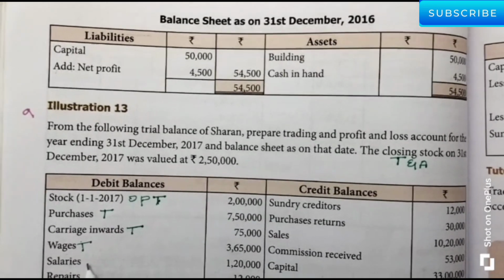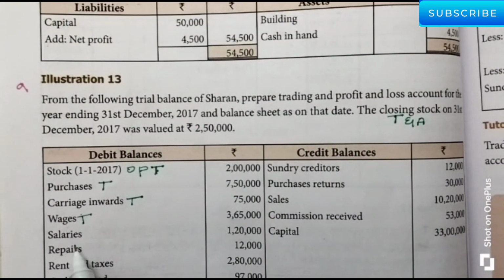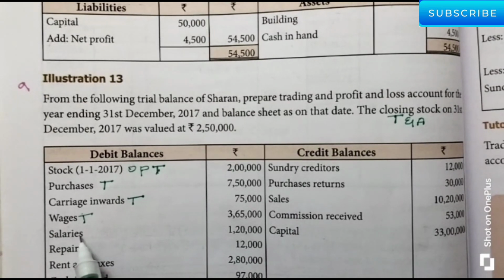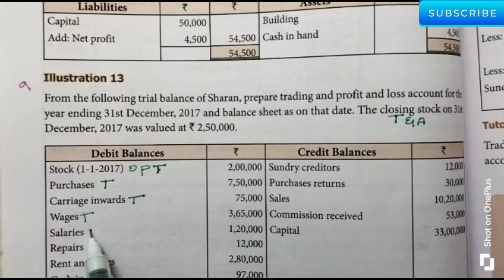Okay, salaries, so salaries is the indirect expenses. Listen what they given here, salaries, it means paid salaries or salary paid. You have to consider salary as the paid salaries. So it's an indirect expense, so it goes to profit and loss account.